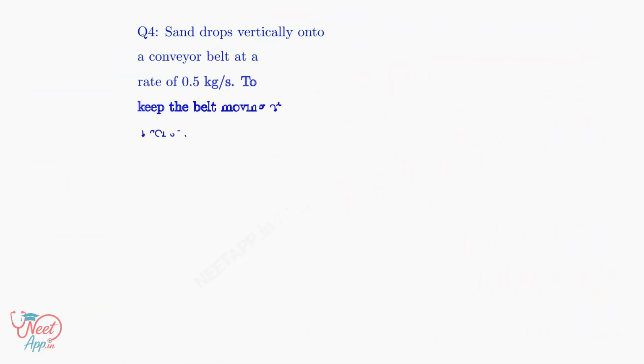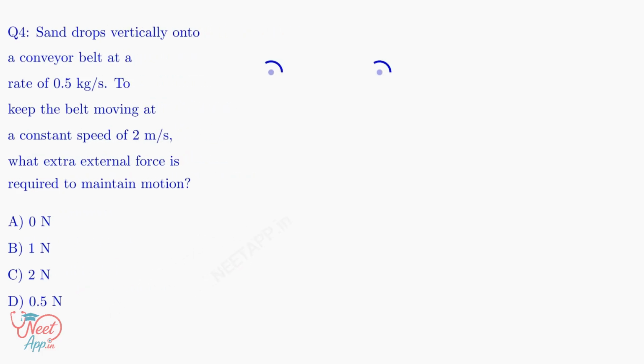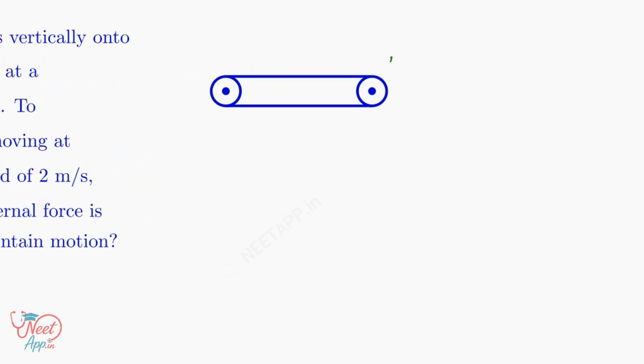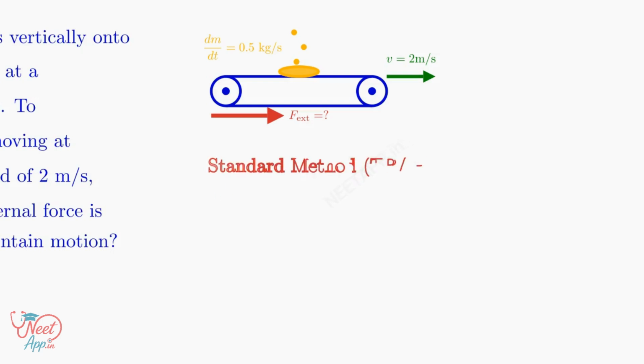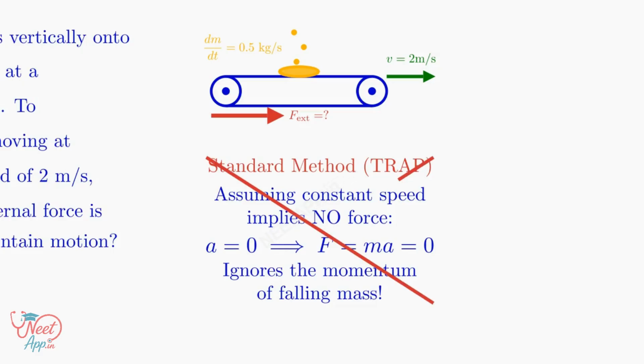Question 4 introduces variable mass. Sand drops vertically onto a conveyor belt at a rate of 0.5 kg per second. To keep the belt moving at a constant 2 meters per second, what extra external force is required? Let's animate this. We have a horizontal conveyor belt moving to the right at a constant 2 meters per second, while sand steadily falls vertically onto it. The standard trap: students see the phrase constant speed, assume acceleration is 0, use F equals ma and wrongly conclude the required force is 0.